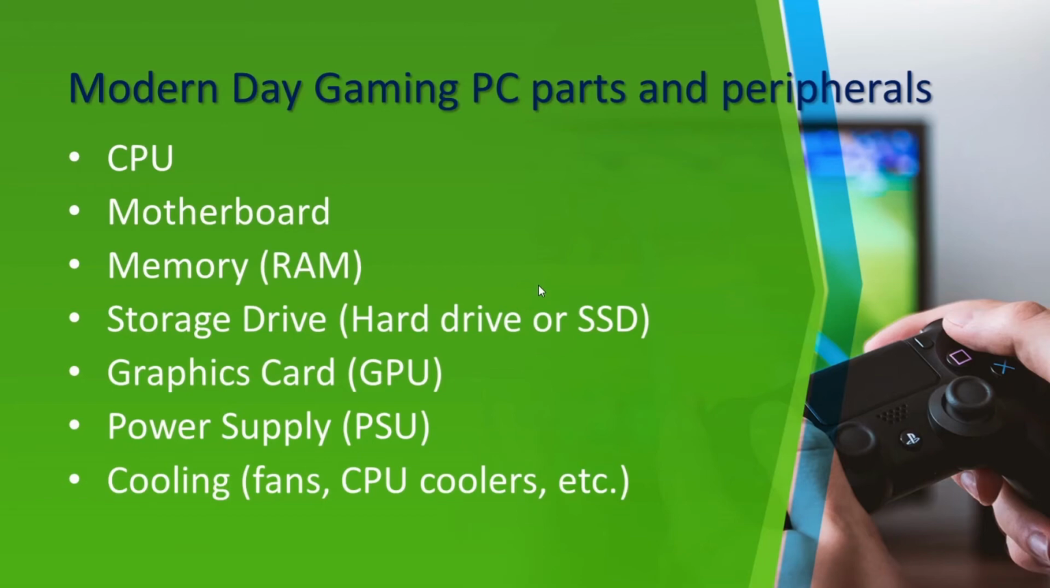First, you'll be needing your CPU, your motherboard, your memory or your RAM, and your storage devices, such as your hard drive or your SSDs, or solid-state drives. You'll also be needing the most important part of your personal computer for gaming, which is your graphics card, or your GPU. You'll also be needing your power supply and, of course, your cooling, such as fans, CPU coolers, etc. Okay, so first, let's start.